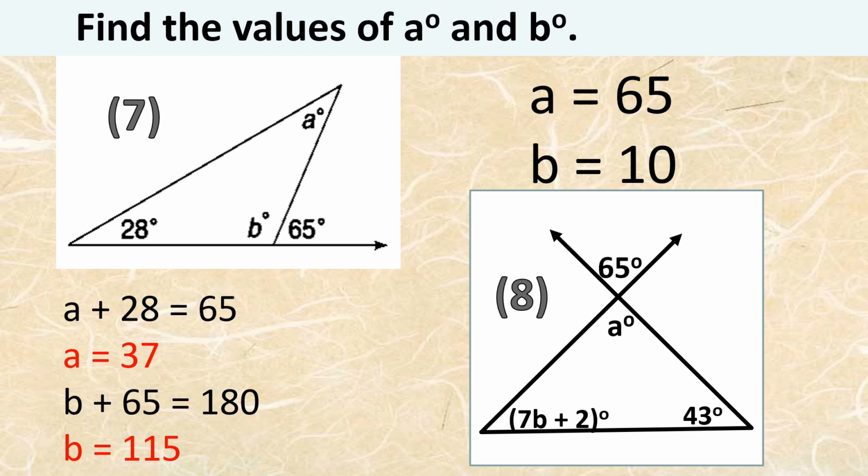In the next example, example 8, you have A, which is vertically opposite to 65. That means A is equal to 65. If A is 65, then these three angles will be equal to 65 plus 43 plus 7B plus 2 equals 180, by using the property of the triangle. And then solve for B. We should get B is equal to 10.